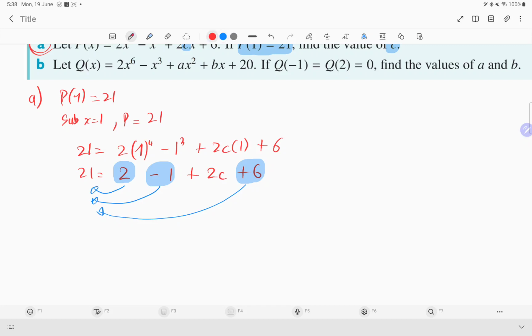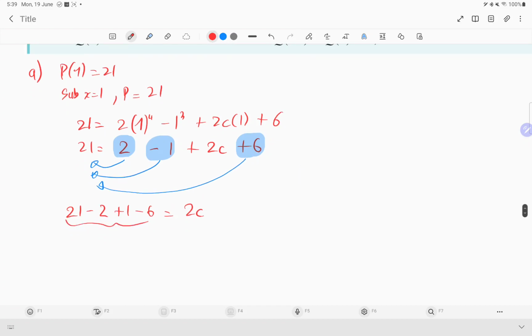Okay? Alright, Amani, you do that then. It'll be 21 and... Alright, got it. Plus 2... Nope. Is it negative 2? When you move a term across to the other side, you change the sign. Yes, it's negative 2. Plus 1, minus 6 equals 2c. Correct? Alright, simplify this one.